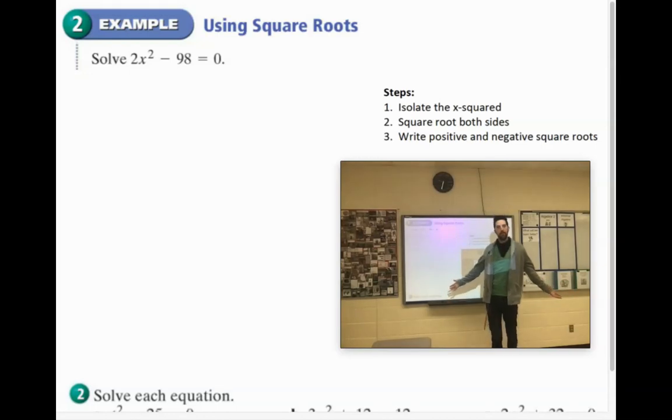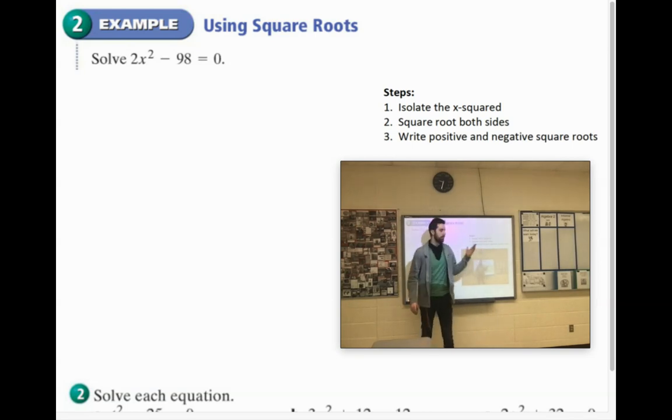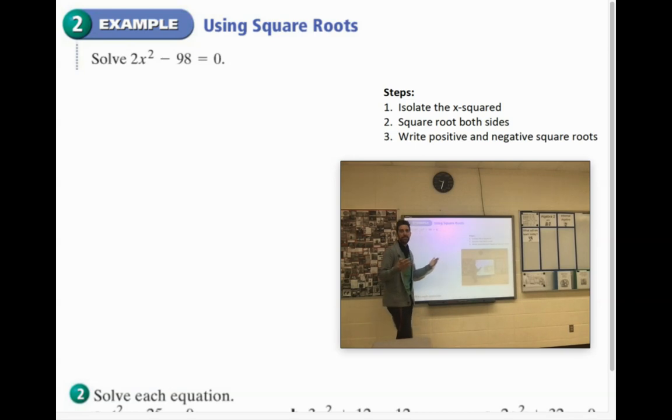You can solve a two-step equation, these will be easy. It's like a two-step equation to get you started, and then some more steps. 2x squared minus 98 equals 0. If you look at the steps I wrote to the right here, step 1 says isolate the x squared, which basically means solve it like the x squared isn't there. Just imagine this said 2x minus 98 equals 0.